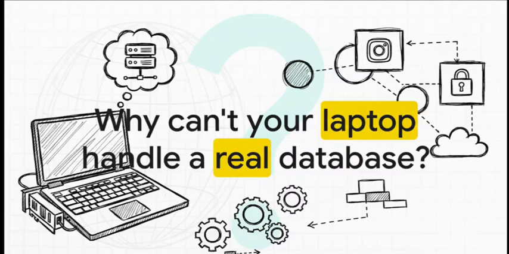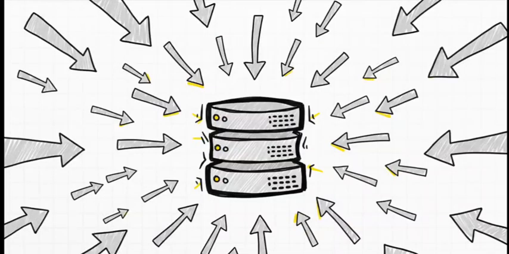Okay, so let's start with a question that gets right to the heart of it all. You might have a beast of a laptop, right? Maybe even a killer gaming rig. So why on earth can't it handle the database for something like, say, Instagram or your online bank? The answer? Well, it's probably not what you're thinking. See, it's not really about how much storage you have or even raw processing speed. The one word that changes everything is pressure.